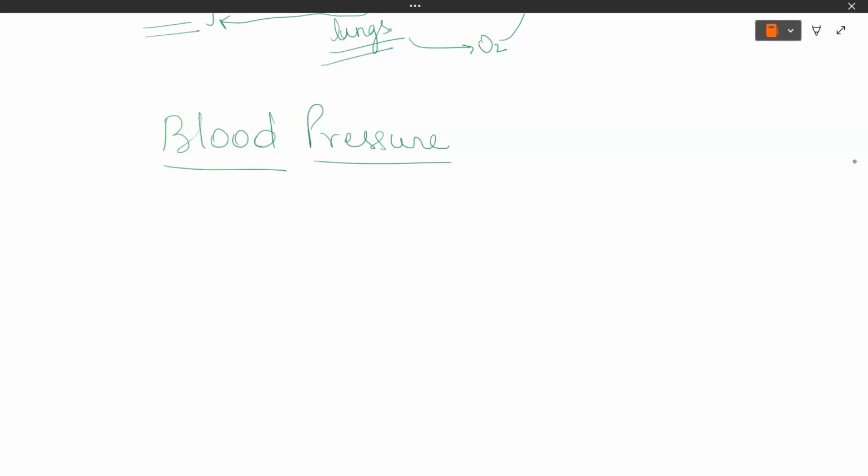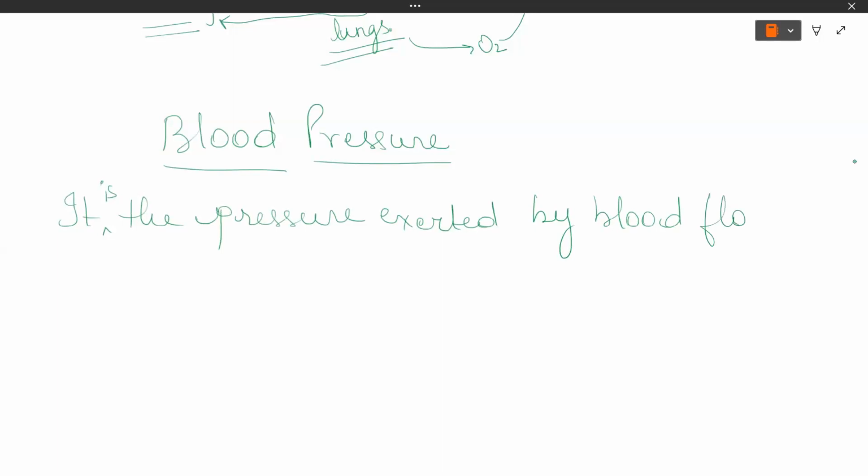So in the same way, the blood that is flowing in the vessels. So blood pressure is the pressure exerted by the blood flow on the walls of the blood vessel. You getting this?